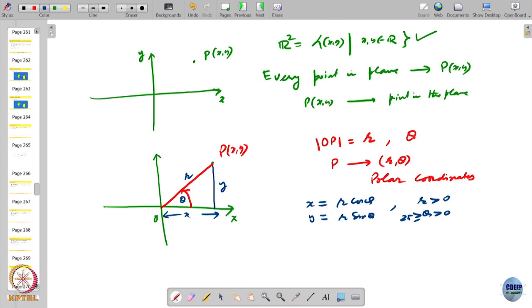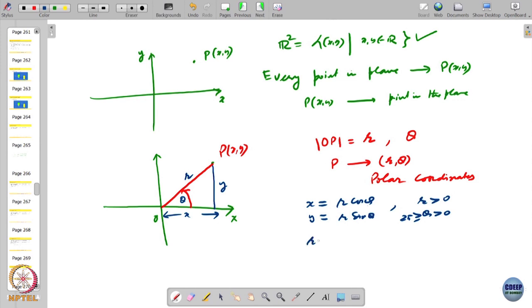So, that is the relation. You can write x is equal to this, another way of writing. So, that is the relation between x and y. If you know theta and r, you can find x and y. If you know x and y, you can find r and theta.